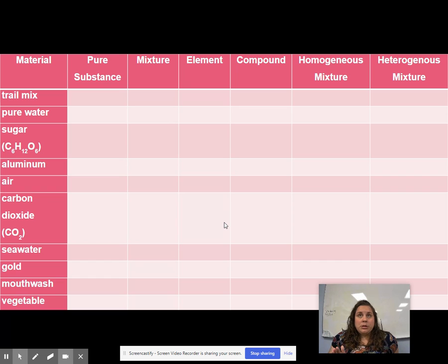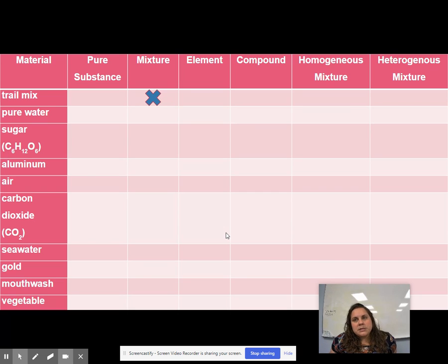For part of your homework, you're going to go through and tell me whether things are a pure substance or a mixture. And then if they're a pure substance, you need to separate them into element or compound. If they're a mixture, you separate them into homogeneous or heterogeneous. We're going to go through some examples today. First one is trail mix. So when you think about trail mix, you think it has pieces, different parts, so that's a mixture.